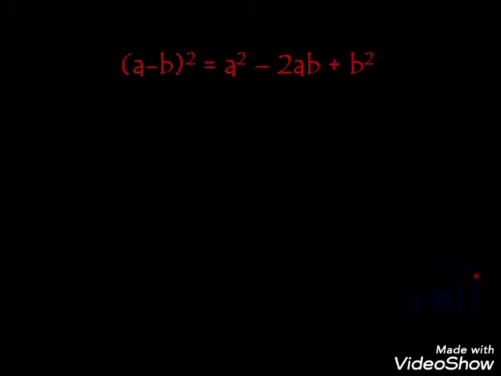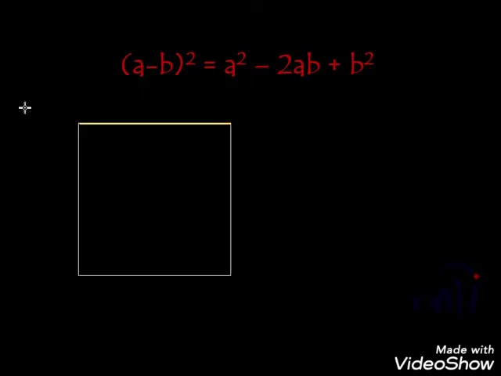Hi, so the identity we are going to learn today is a minus b whole square, right? So first let me take a line whose length is a. So I'm going to take a line. Let's assume that its length is equal to a. So this is a line whose length is a, right? And this will be a square, right? But what we have to find? We have to find a minus b whole square.